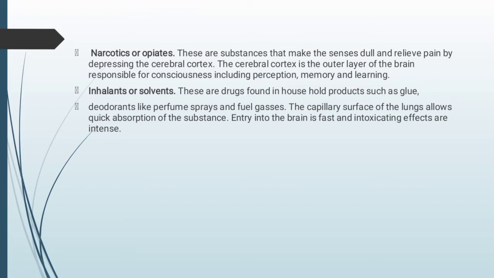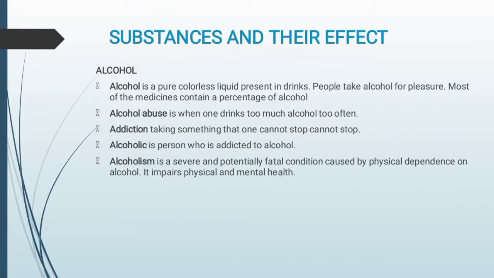Inhalants or solvents. These are drugs found in household products such as glue, deodorants, perfume sprays, and fuel gases. The capillary surface of the lungs allows quick absorption of the substances. Entry into the brain is fast and intoxicating effects are intense. Products that we use, for example glue, are inhalants or solvents. They affect the normal functioning of the body. So make sure you don't smell those things. Fuel gases, perfume sprays, there are drugs there, the inhalants.